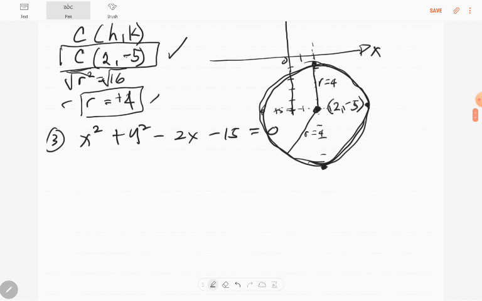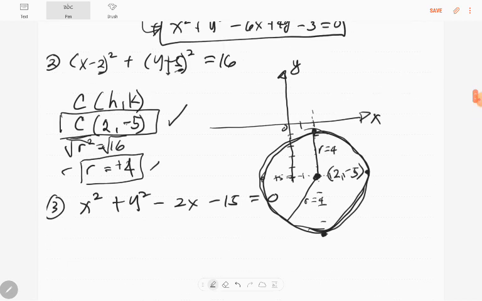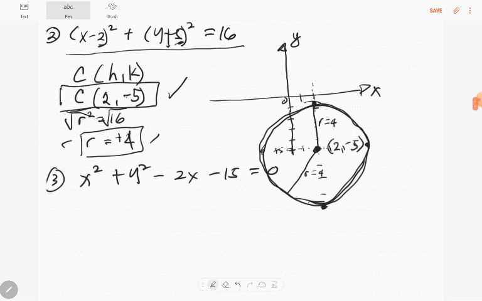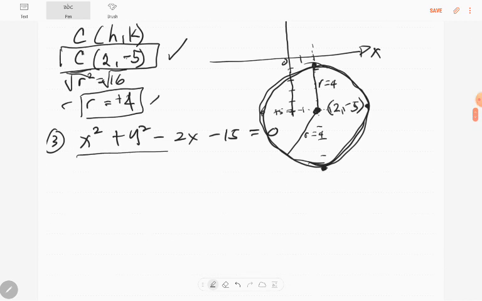So for number 3, for us to be able to graph this, we need the equation in this form. Again, what do you call the form? It's called the standard form. Now, this form is called the general form. So basically, what you're given here is the general form of the equation of your circle. And we need to convert or transform this into the standard form.